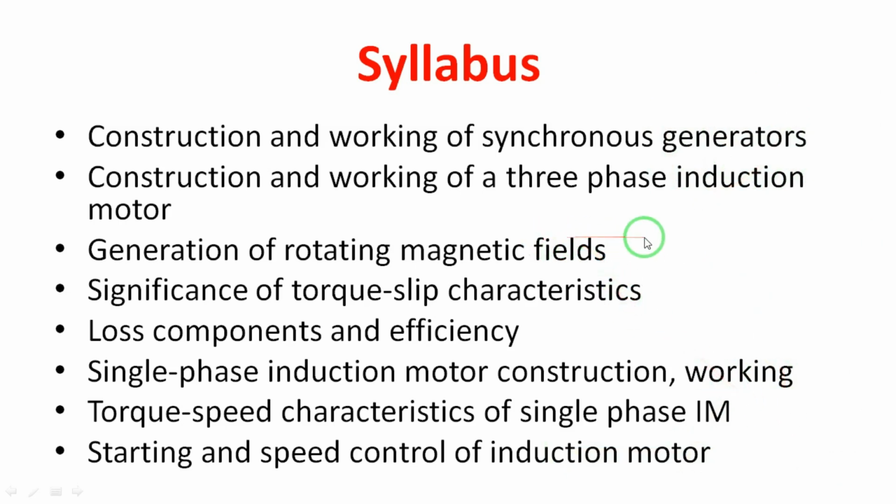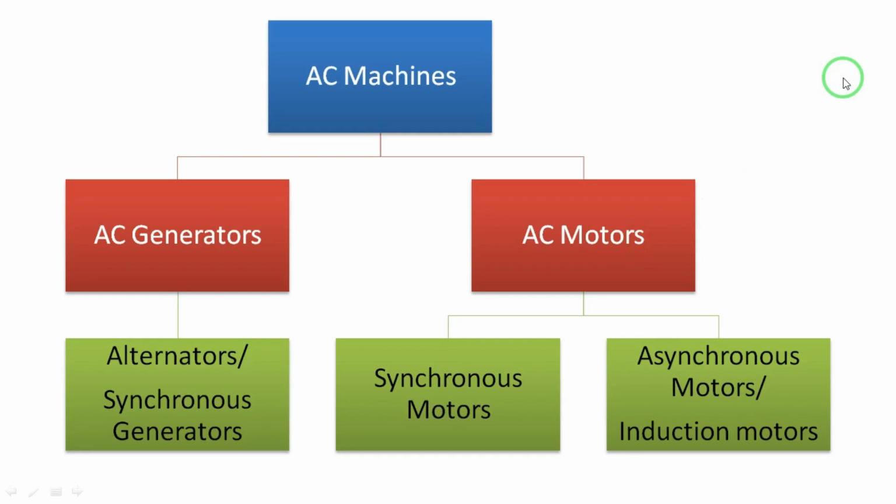So in this overview, AC machines are mainly of two types: AC generators and AC motors. Just like DC machines, AC machines also have two types: generators and motors. AC generators are also called alternators. This is the most common word, alternators. Another name is synchronous generators. So AC generators consist of only one concept, that is synchronous generators, or alternators.